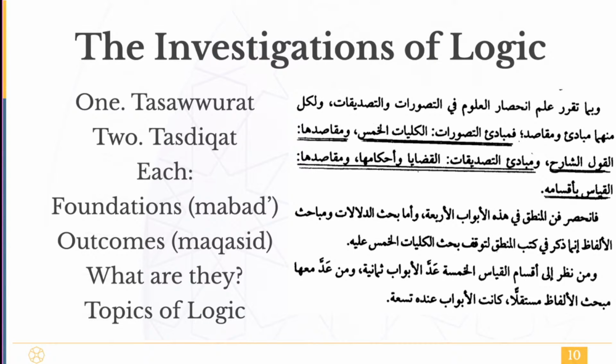ومن عد معها مبحث الألفاظ مستقلا كانت الأبواب 9. And whoever counted the chapter on words separately from indications, counted the chapters to be 9. And why is he telling you all of this before starting? Because a smart person charts out the journey beforehand. There's 9 chapters in this book. There's only 4 topics. How are they 9 chapters? Or there's 7 chapters, or there's 8. There's different considerations. So he's sort of laying out the land a little bit.